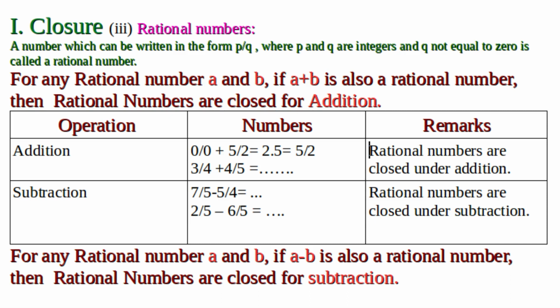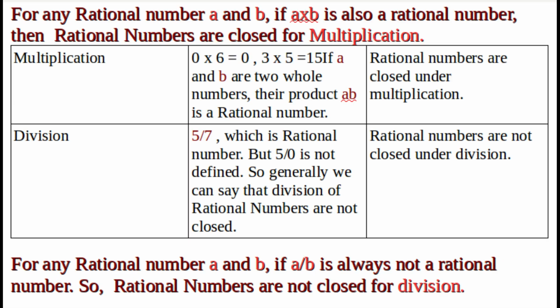Similarly, rational numbers are closed under subtraction. Whenever we take different rational numbers and do the operations addition and subtraction, we will get an answer that is also a rational number. So therefore, we can say that rational numbers are closed under addition and subtraction. When we consider multiplication of rational numbers, whenever we multiply two rational numbers, the product is also a rational number. Therefore, we can say that rational numbers are closed under multiplication.